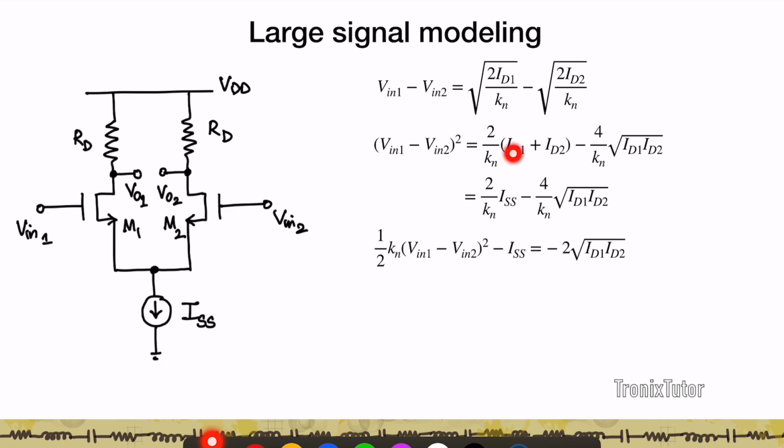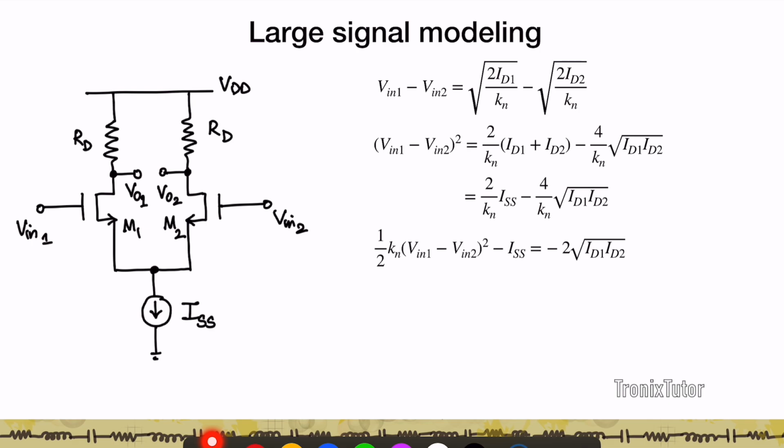Now at all times, the sum of the two currents, that is the sum of currents ID1 and ID2, must be equal to the tail current, right? Independent of what the actual values of ID1 and ID2 are, they will always settle down such that the sum of the two has to be equal to the tail current. So therefore this ID1 plus ID2 can be replaced by the tail current: 2 by Kn ISS minus 4 by Kn into square root of ID1 ID2.